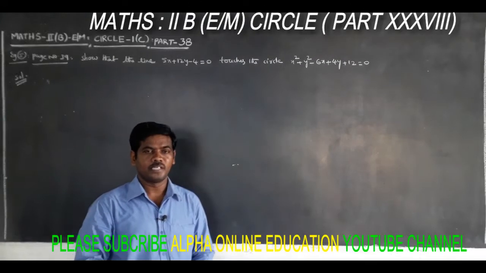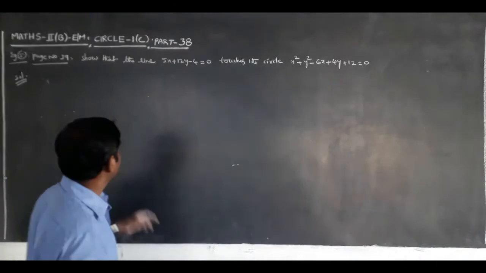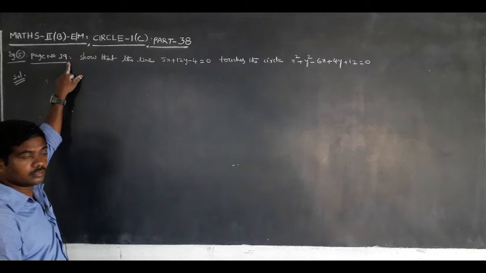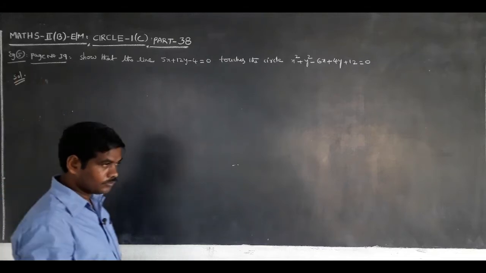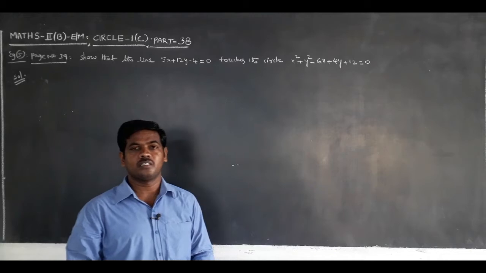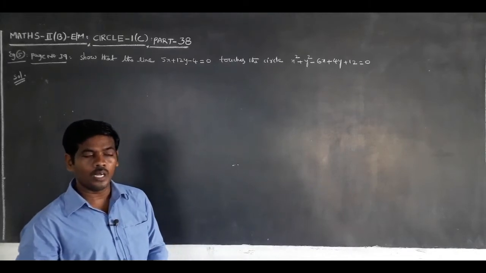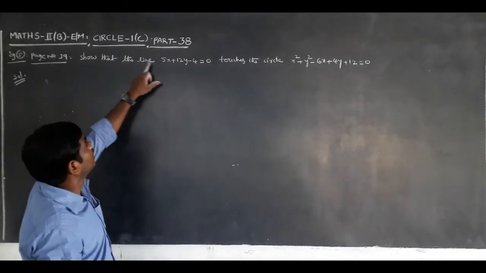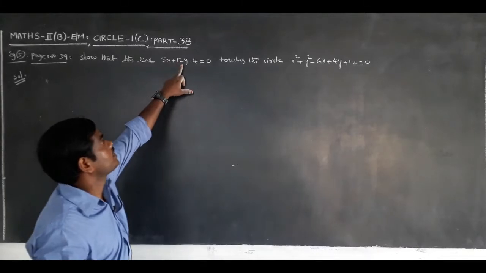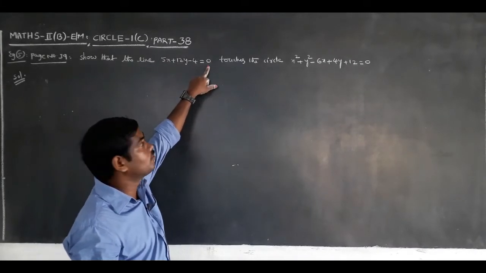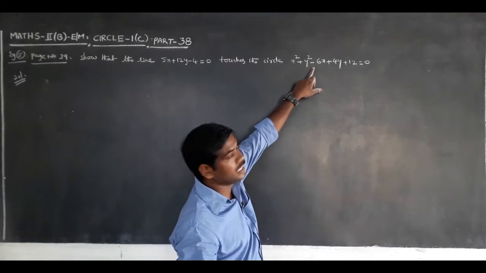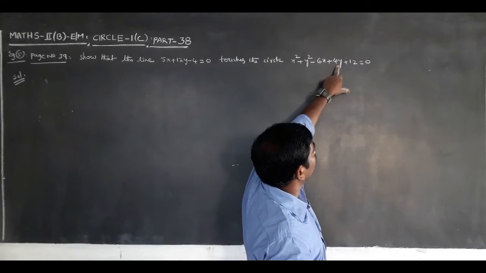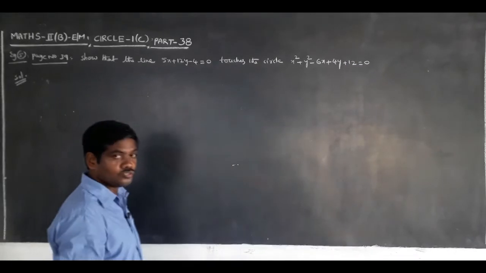We solve one example problem, the most important problem on page number 39, example 5. Show that the line touches the circle. Here, show that the line 5x + 12y - 4 = 0 touches the circle x² + y² - 6x + 4y + 12 = 0.